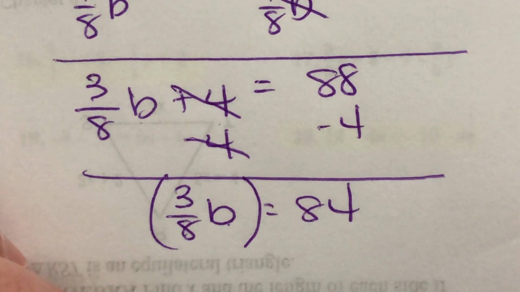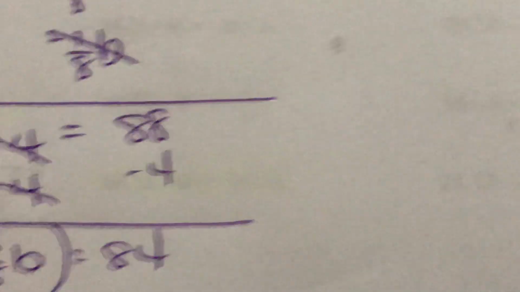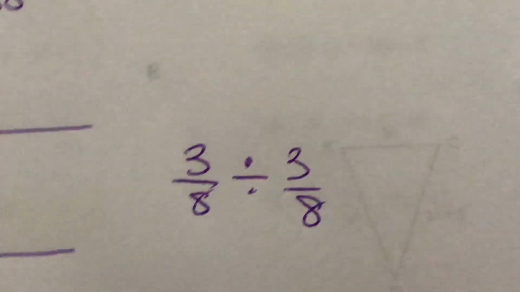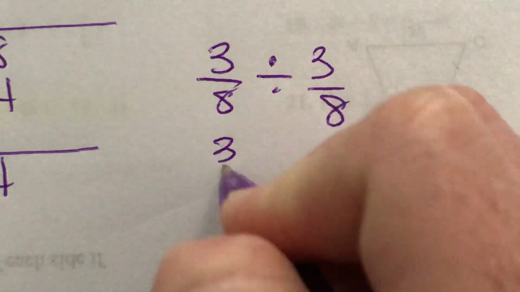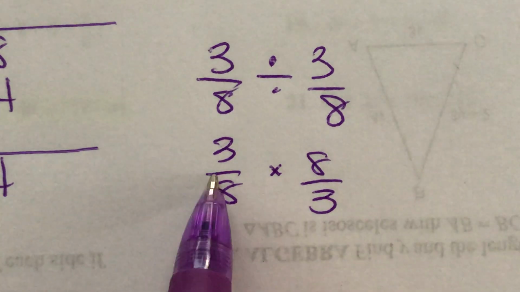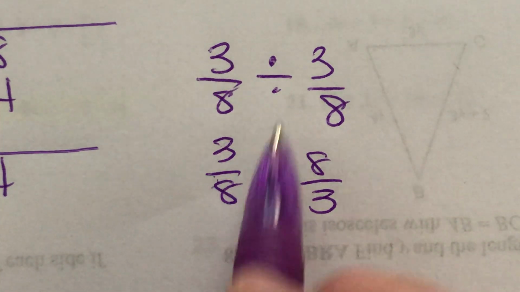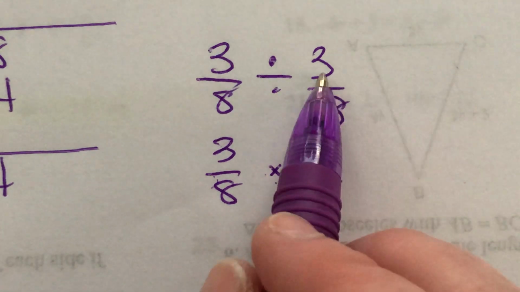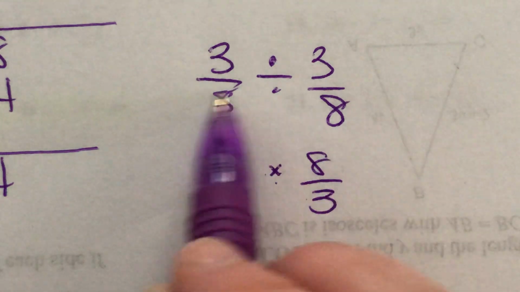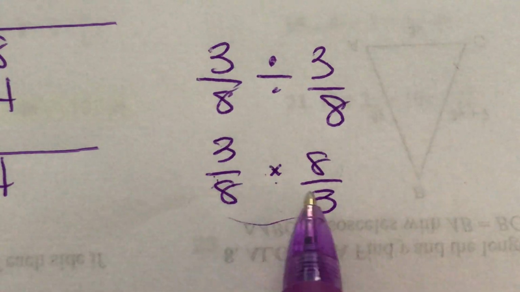But when you divide fractions, remember, keep it, change it, flip it. If I had, here, I'll do it to the side, 3 over 8 divided by 3 over 8, keep it, change it, flip it. It's the same thing as saying 3 over 8 times 8 over 3. Keep the first fraction the same, change your sign to multiplication, flip the second fraction upside down. Keep it, change it, flip it. So we're just going to multiply by the reciprocal.